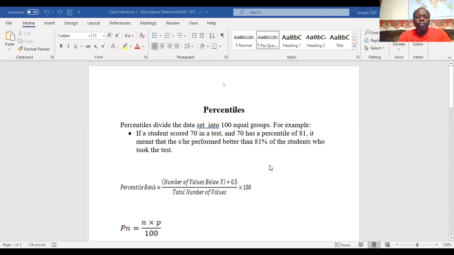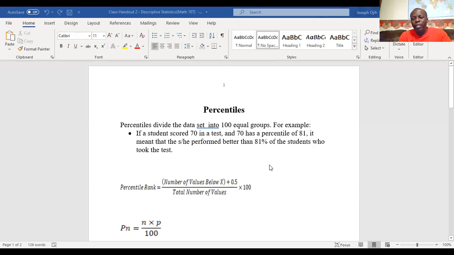Today, our topic of discussion is percentiles. So I'm going to share my screen so you can see what I'm talking about. Percentile simply divides a distribution or a data set into 100 equal parts.